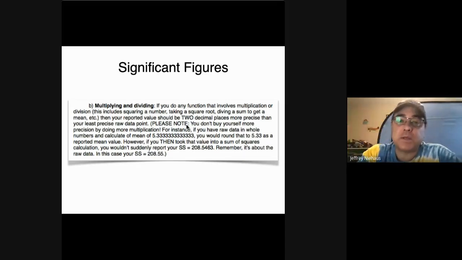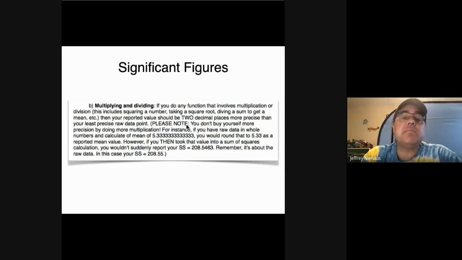What do I mean by one time? What I mean is that if you have a multiplication or division or a square root anywhere in your procedure, your reported value can go 2 decimal places past the least precise measurement in your raw data.